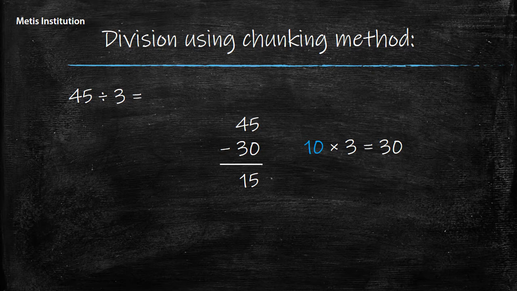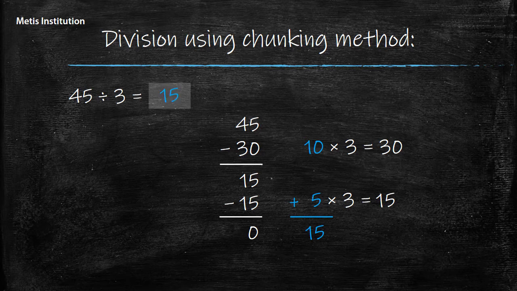In order for you to eliminate this chunk, you probably do 5 times 3 equals 15. So yes, 15 minus 15 is going to equal 0. So now you can add up your multipliers to find your answer. 10 plus 5 equals 15. So that means 45 divided by 3 is equal to 15.